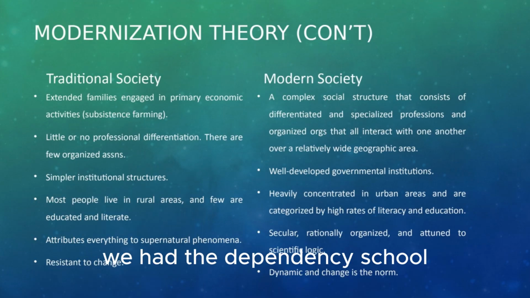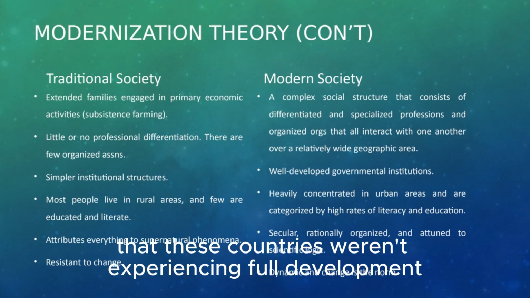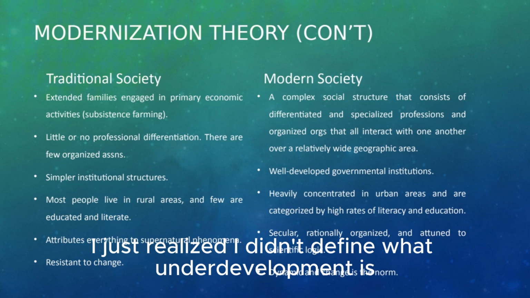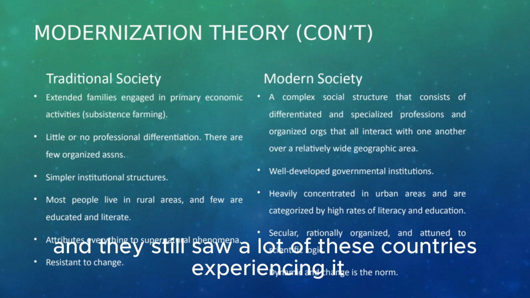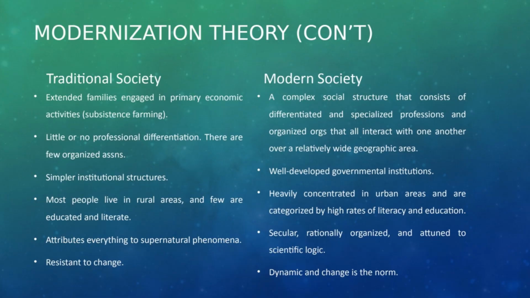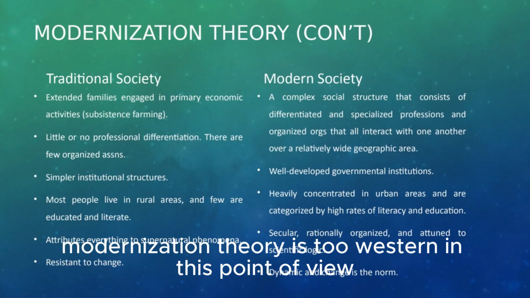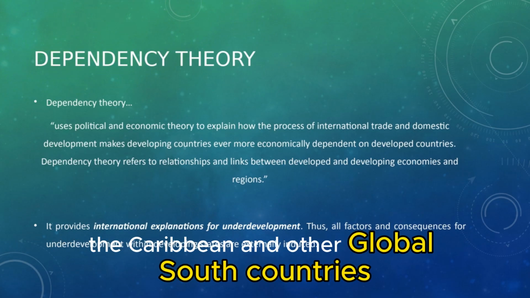On the other end, we had the dependency school that was more dominant from the 1960s onwards. They were seeing that these countries weren't experiencing full development, but underdevelopment. I just realized I didn't define what underdevelopment is. Underdevelopment is slow, chronically low growth, right? And they still saw a lot of these countries experiencing it. So the dependency theory said, okay, modernization theory is too Western in its point of view, and it's missing some of the reasons why underdevelopment has occurred in Latin America and the Caribbean and other global south countries.